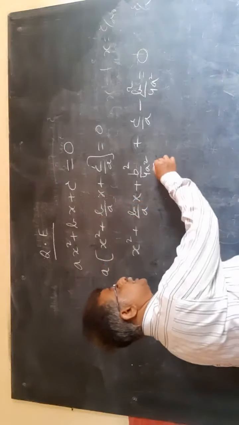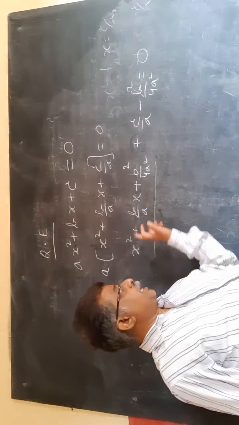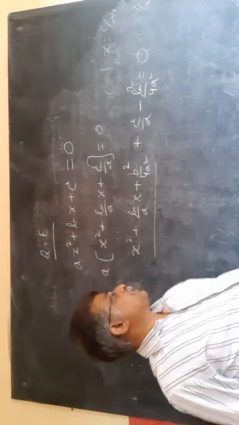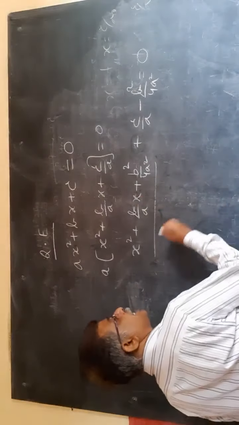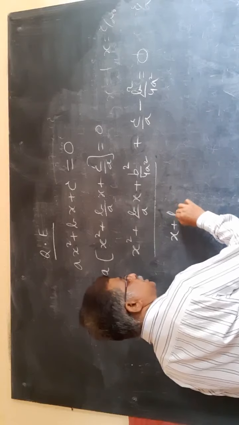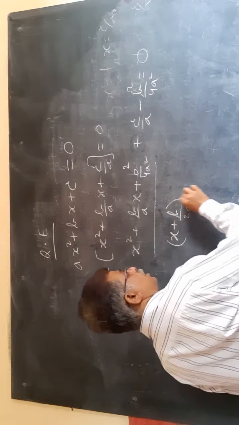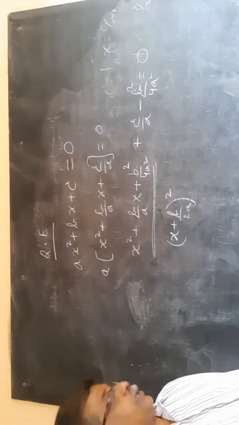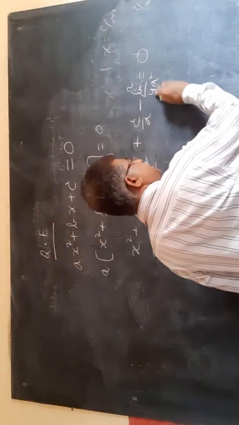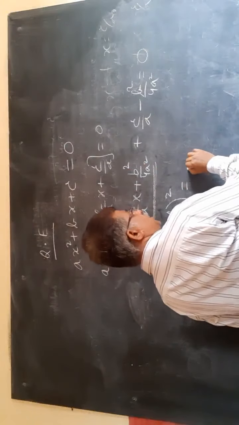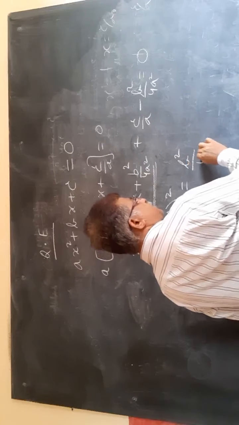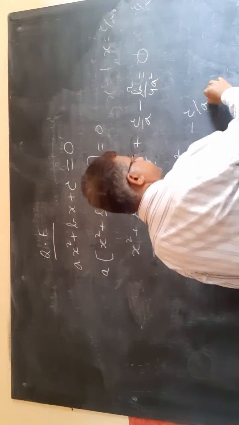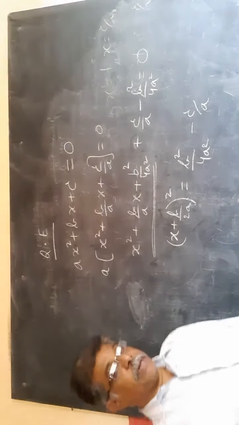Now, if you observe, this becomes a square plus 2ab plus b square. Now, I can write this part as x plus b by 2a whole square. And I will bring these two to that side. That becomes minus b square by 4a square, and plus c by a goes to that side as minus c by a.